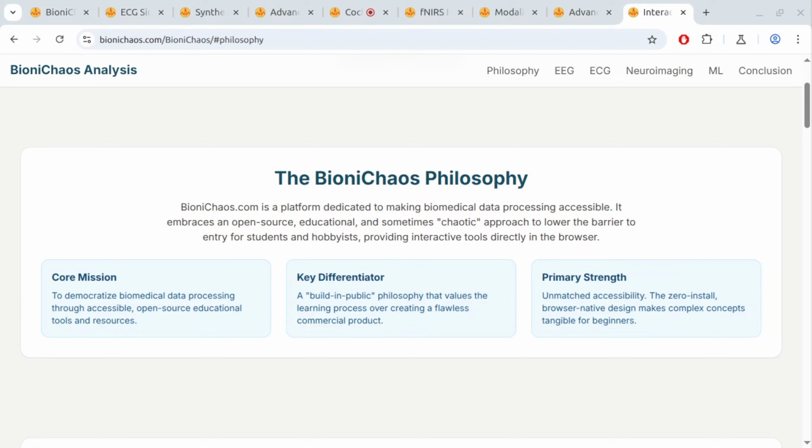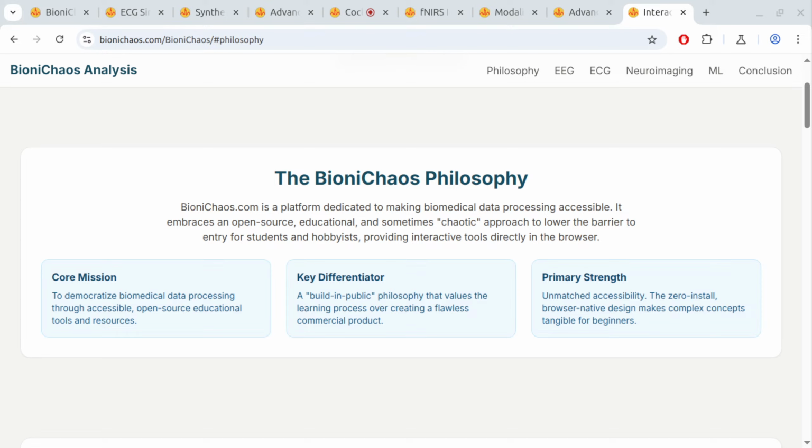So our mission today is to unpack the thinking behind Bionic Chaos, explore its tools. We're talking EEG, ECG, neuroimaging viewers, even some machine learning stuff right in the browser. And then we'll really pinpoint where it excels, who it's great for, and also where its limits are. Yeah, and to do that, we've basically synthesized insights from really digging into BionicChaos.com itself, using it interactively, and also running a comparative analysis. We've got specific data points, performance scores to show you how it measures up.